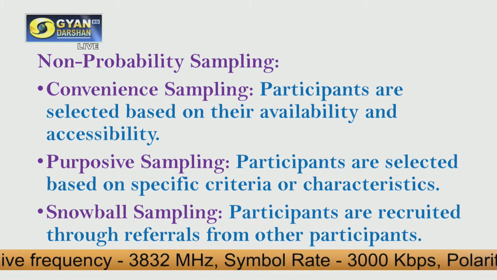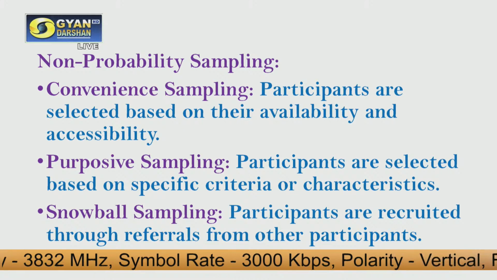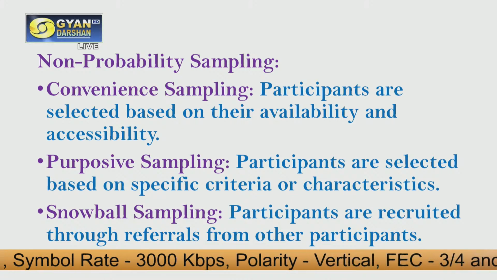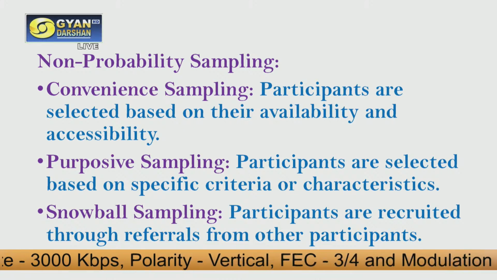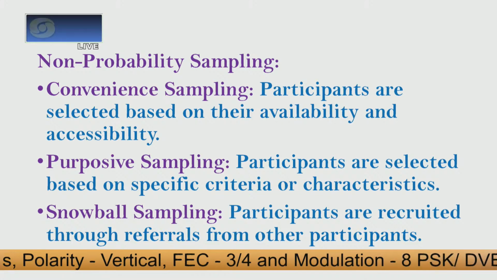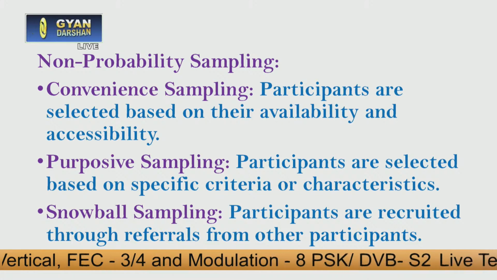Snowball sampling. In snowball sampling, what happens? The first participant will refer the next sample, the next subject of the study, and accordingly it becomes a chain. The other subject also suggests the next sample. This becomes a chain. That's why it is also called the chain sampling method.